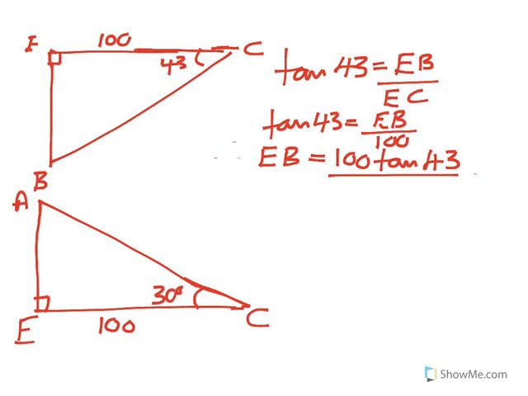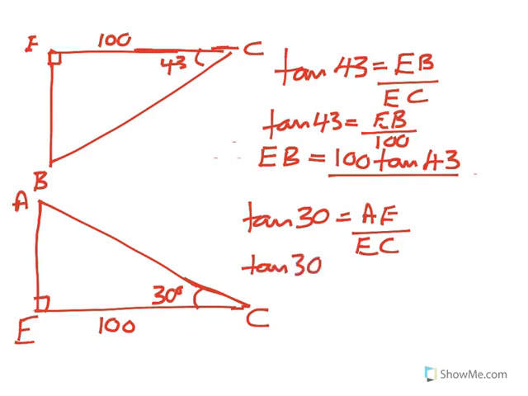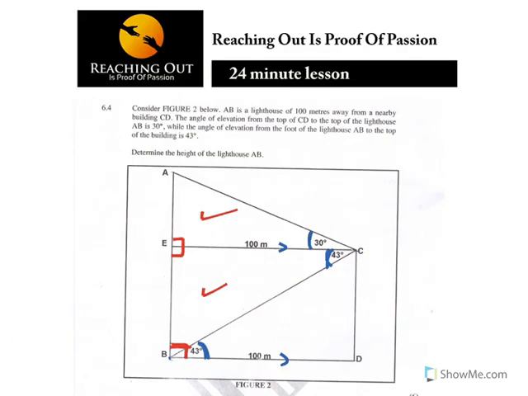Now I want to find AE. Again, I'll say tan 30 is equal to opposite, which is AE, over EC. So tan 30 is equal to AE over 100. So AE in this case is equal to 100 tan 30. Now, if you look at the final diagram, remember the question says find AB. So what is AB in this case here?